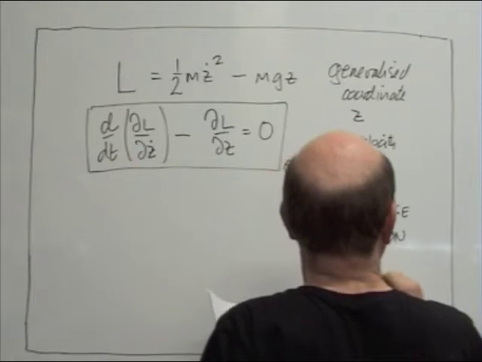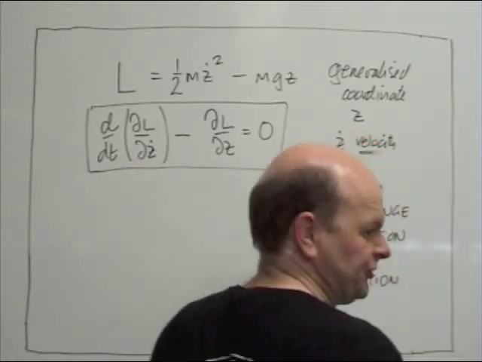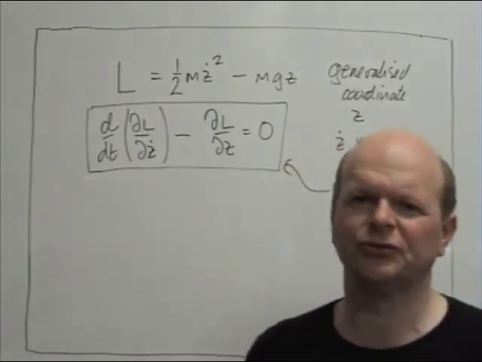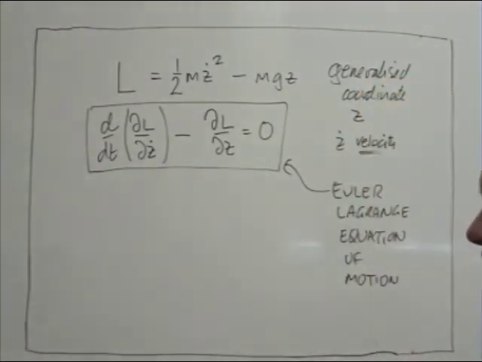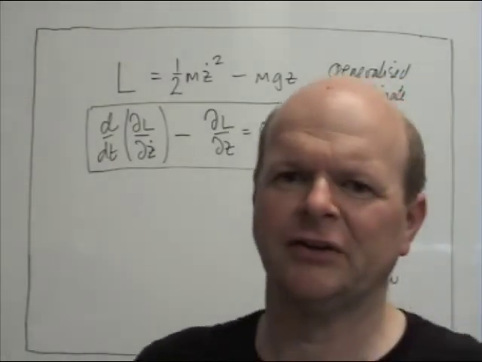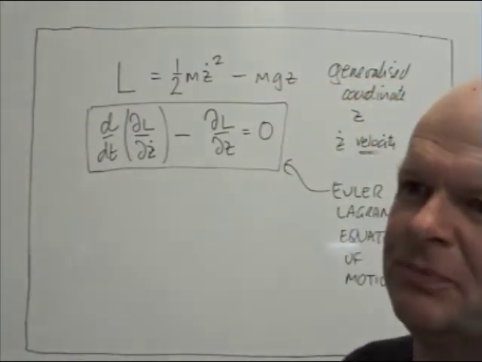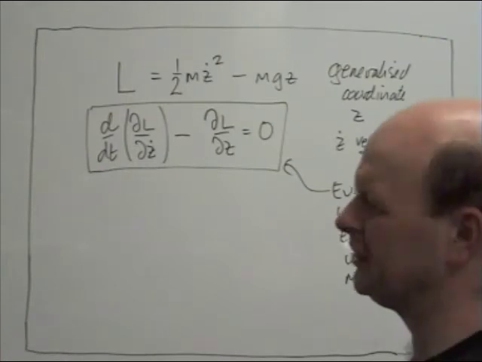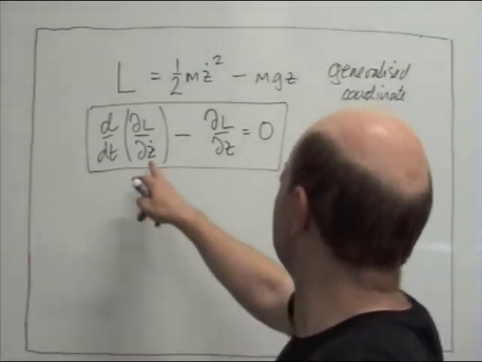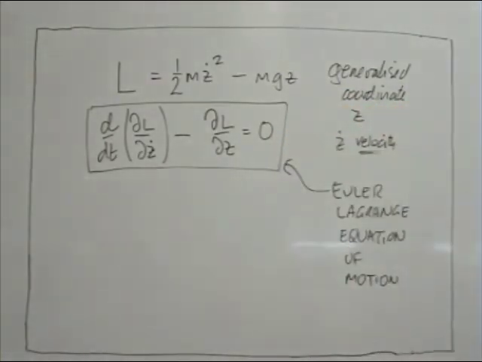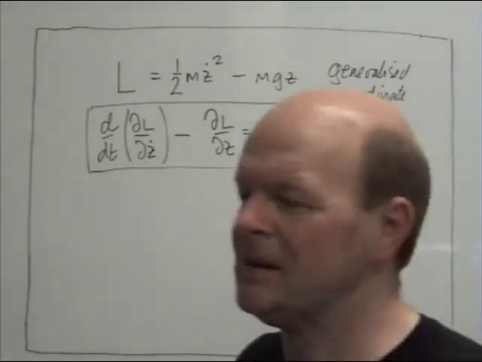If you have a problem which has more than one coordinate, so say you have a particle moving in 2 dimensions or 2 particles connected by a spring or whatever it is, then for each coordinate, so say the 2 particles are free to move on the x-axis, the displacement of each particle would be a separate coordinate, and you'd end up with 2 Euler-Lagrange equations of motion, one corresponding to the motion of the first coordinate and the other corresponding to the motion of the second.